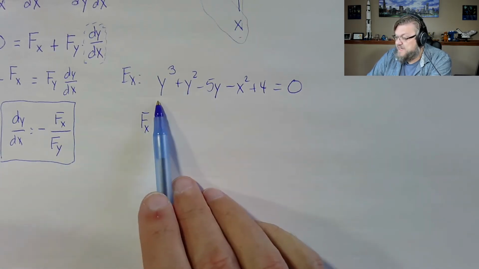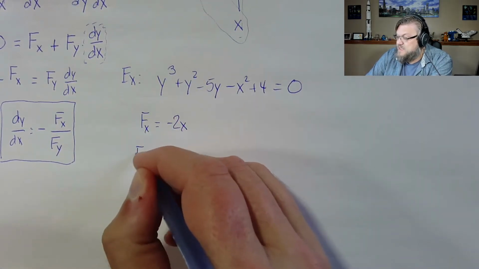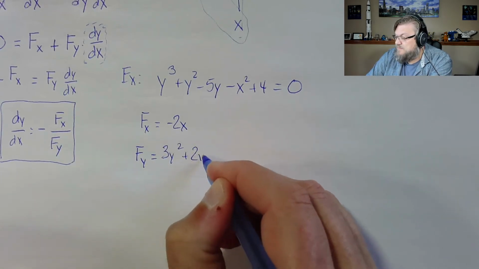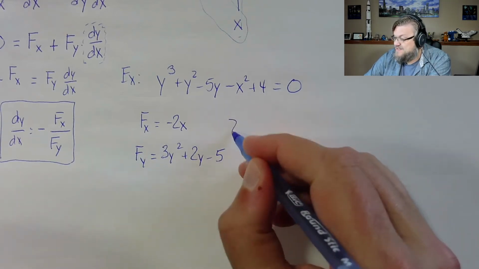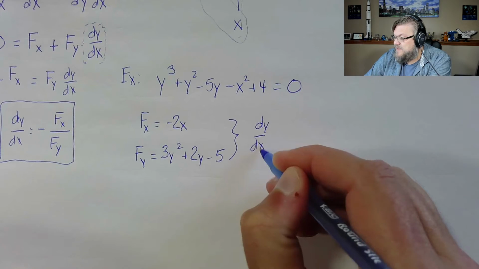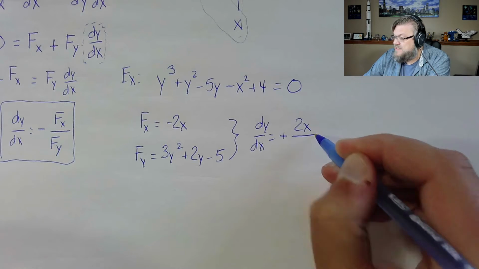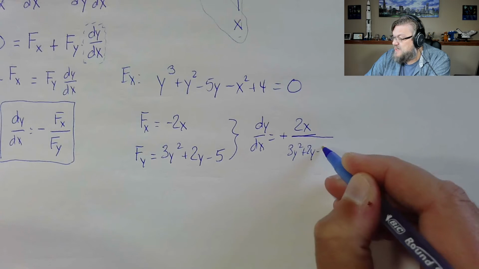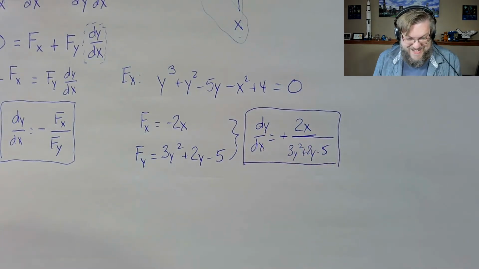Take the partial with respect to x. So that's gone, that's gone, that's gone. This is negative 2x. Take the partial with respect to y. So I get 3y squared plus 2y minus 5. Gone and gone. And now, just like that, we get that dy dx equals negative minus 2x, so plus 2x, over Fy, which is 3y squared plus 2y minus 5. Yeah, maybe we did want that in Calc 1. That's nice. That's real easy, isn't it?